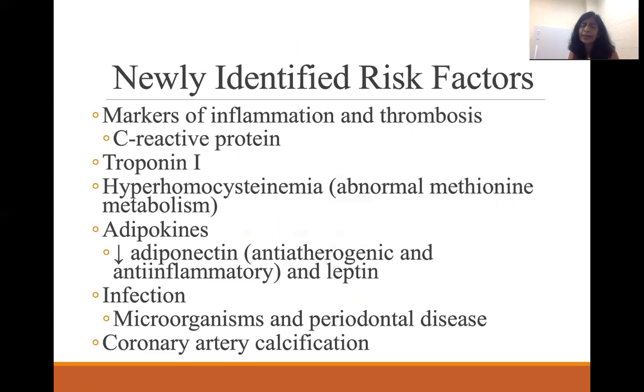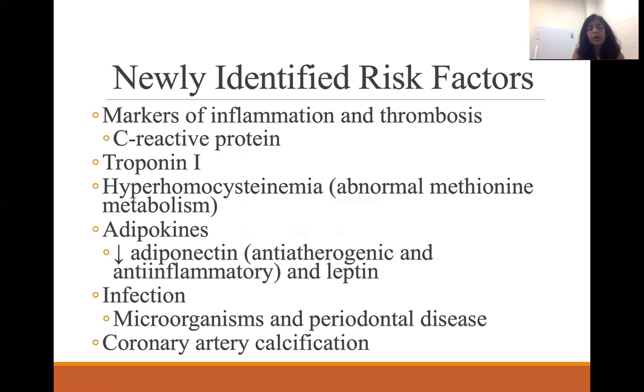Newly identified risk factors include inflammatory agents and thrombotic agents, and one key agent here, an inflammatory marker, is C-reactive protein or CRP. Troponin I. Hyperhomocysteinemia, high levels of homocysteine, is supposed to be involved in atherosclerosis.